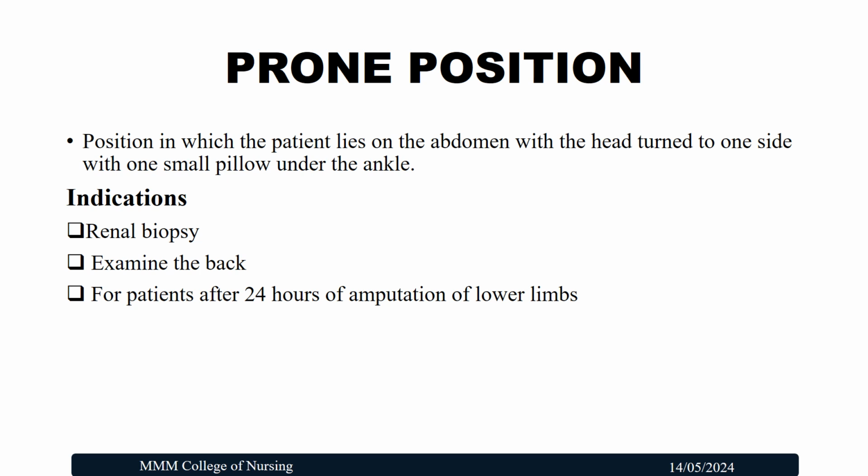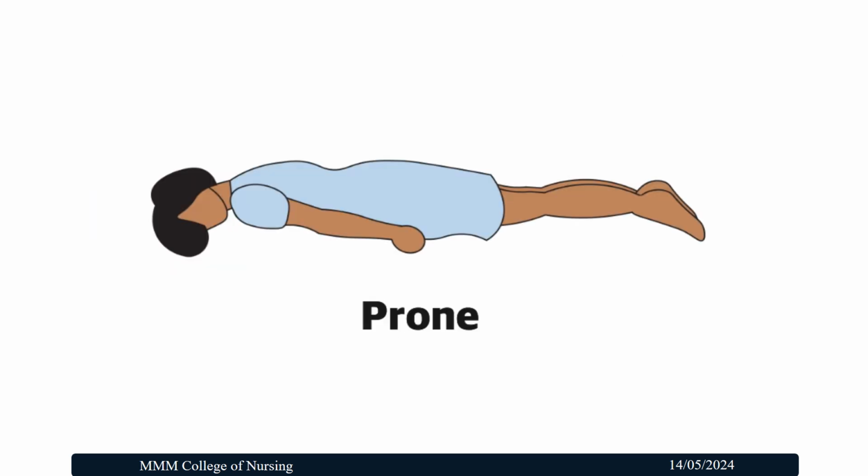Prone position: position in which the patient lies on the abdomen with the head turned to one side with a small pillow under the ankles for support. Indications for this position: to do any renal biopsy, to examine the back. For patients after 24 hours of amputation of the lower limbs, the patient will be placed in the prone position. This is the picture for the prone position.